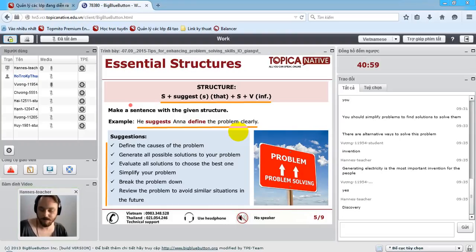Yes. My father suggests that I should review the problem to avoid similar situations in the future. Perfect. Very good. Excellent. That is perfect. We got it spot on immediately. Very good. So maybe this was a bit easy for you, or maybe you need something more challenging next time. That was excellent.